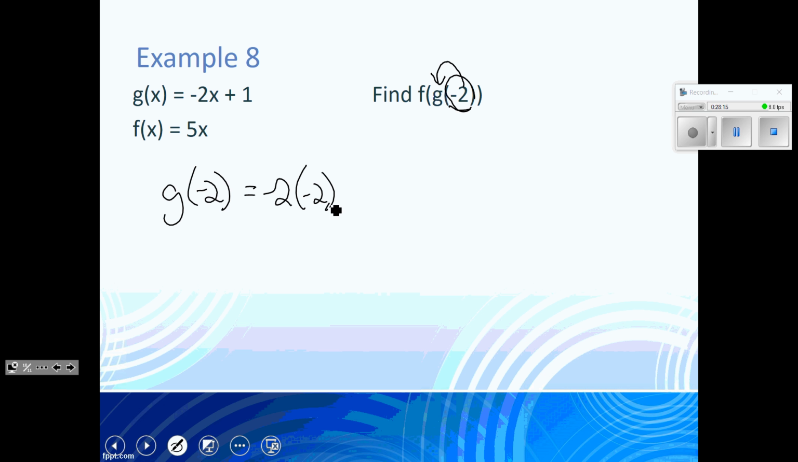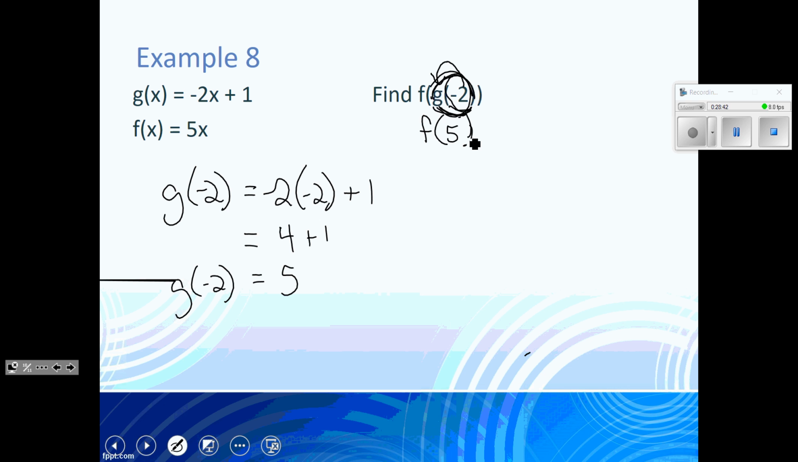So I'm going to plug in negative 2 plus 1. So negative 2 times negative 2 would be 4 plus 1. So what's g of negative 2 equal to? 5. Now we know that all of this right here is equal to 5. So what do you think we should do with 5 now? Plug it into, if I replace it, look what I substituted. Everybody agree that g of negative 2 and 5 are equal? Because that's what we found right here. They're equal. So now I'm going to find f of 5.